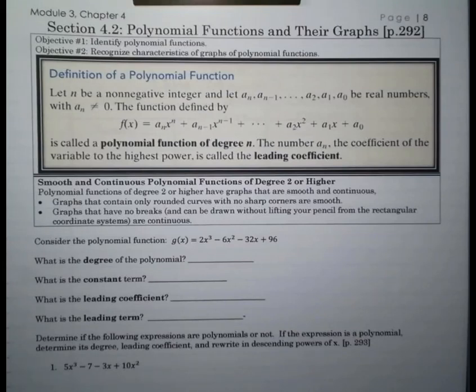Section 4.2 is really talking about polynomial functions and the graphs of polynomial functions. And there's a bunch of terminology we need to get down before we start talking about or graphing any of these functions. First, a definition of a polynomial.